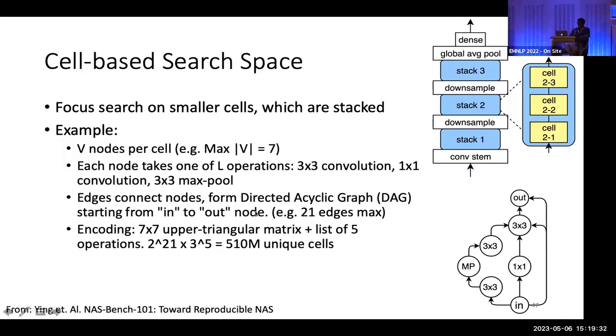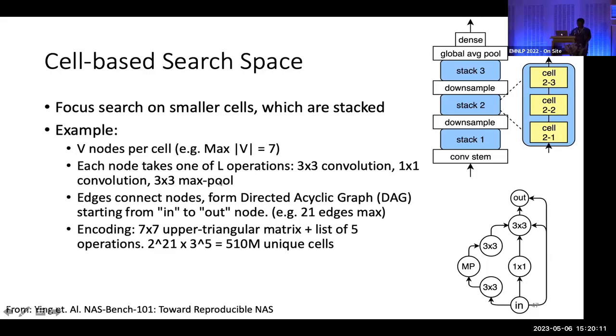So for example, here we can say for each cell, you can think of a cell as a layer, but it can be just a portion of a layer. So you can say for each cell, I'm going to define V nodes, and think of this as a computational graph that's instantiated by some neural net. Right, so you have V nodes. Let's say we have 7 nodes, up to 7 total. And each node can be one of L operations. So for example, you can have a 3x3 convolution, 1x1 convolution, or 3x3 max pooling.